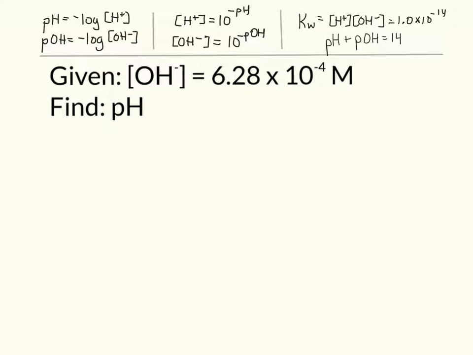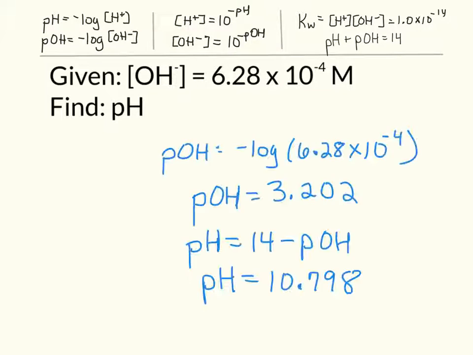Let's try another practice problem. Given a hydroxide concentration of 6.28 times 10 to the negative 4th molar, find the pH and practice expressing it to the proper number of sig figs. Go ahead and pause the recording, solve the problem, and then resume the recording.